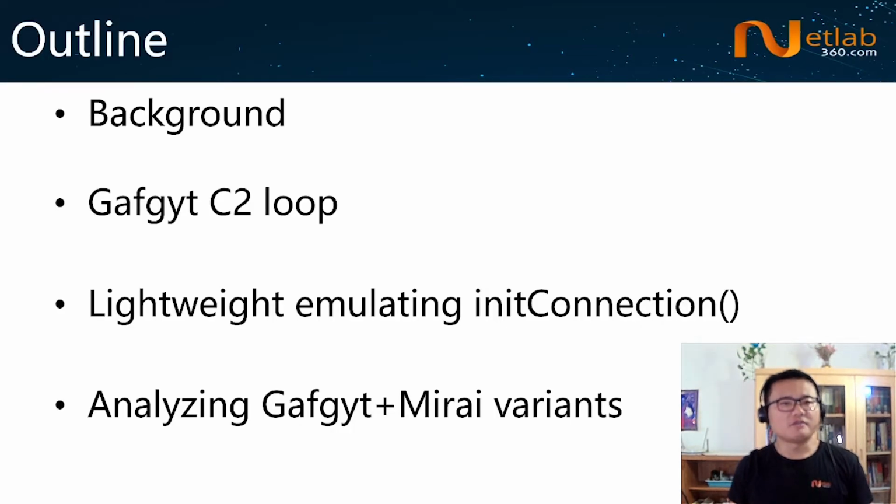This is the outline. Firstly, I will introduce some background about the Gafgyt botnet and lightweight emulation. Secondly, I will introduce the Gafgyt C2 loop, including its patterns and recognition. Thirdly, I will introduce how to lightweight emulate the interconnect function to get the wanted C2 information. Finally, I will introduce how to analyze Gafgyt variants with Mirai code borrowed, with Mirai characteristic configurations.